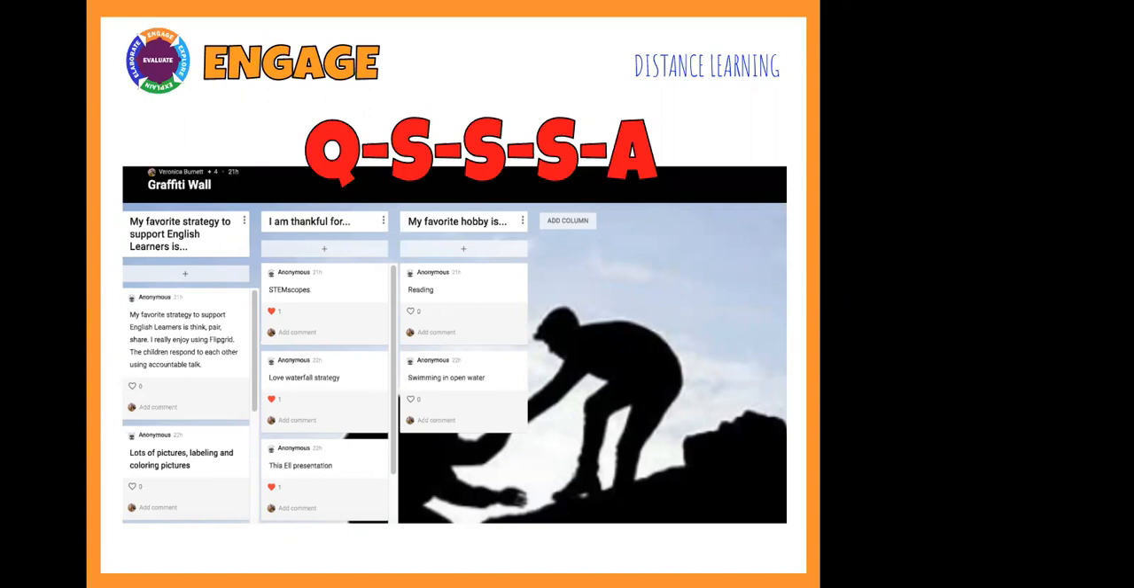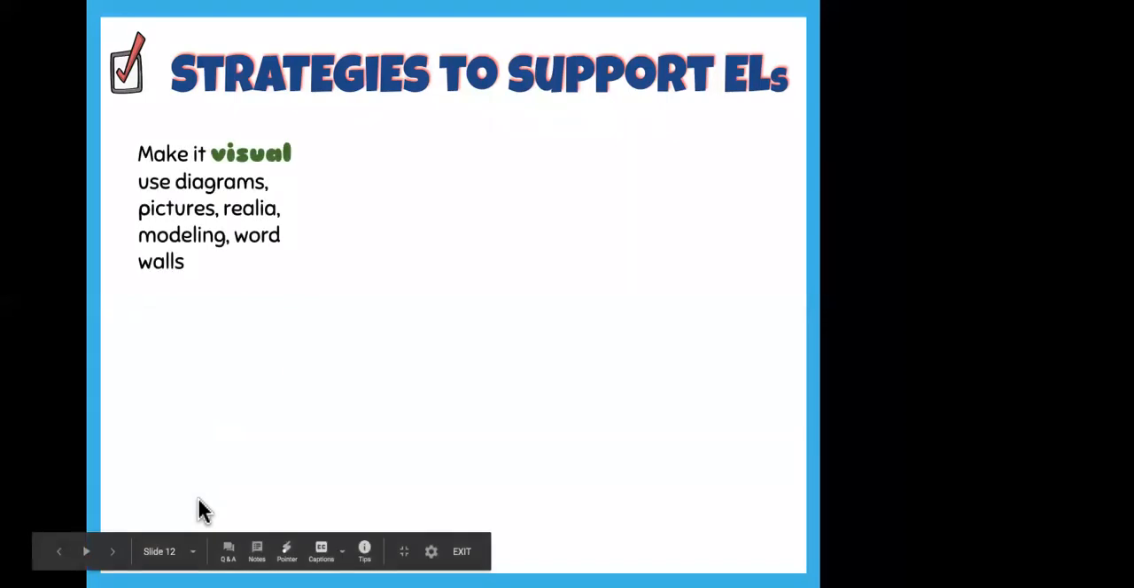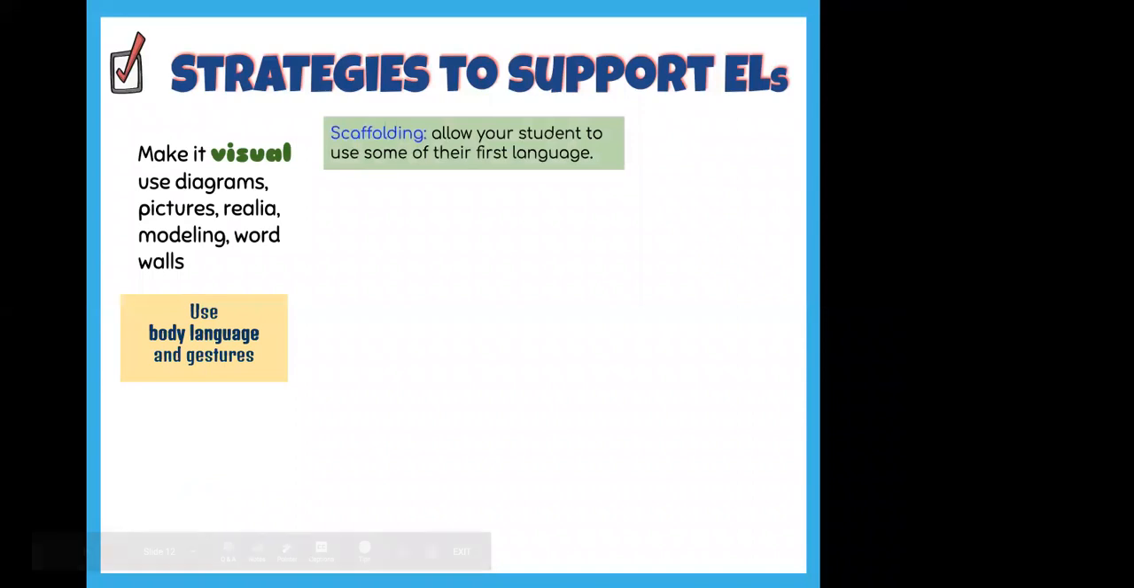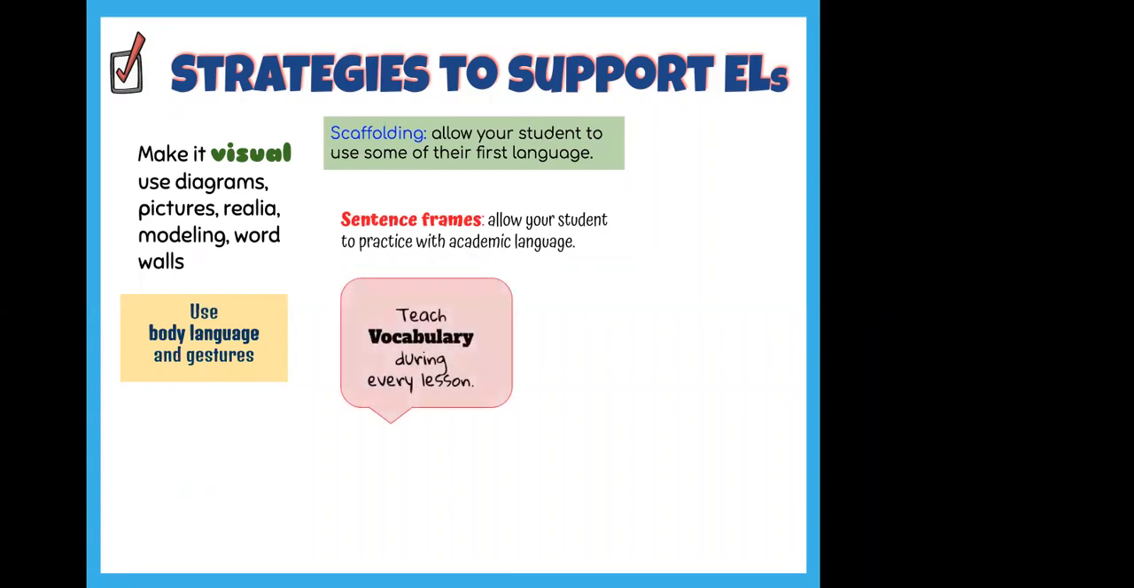And I'm truly excited that you have already given me so many answers, but I'm going to give you a few of my own, and then I'm going to show you how to use them throughout one specific lesson. So right here, I'm going to add a few of them. These are some of the ones Ken just read that you already said, which was, of course, make it visual, scaffold, use sentence frames, teach vocabulary in every lesson. Now, vocabulary is so key.